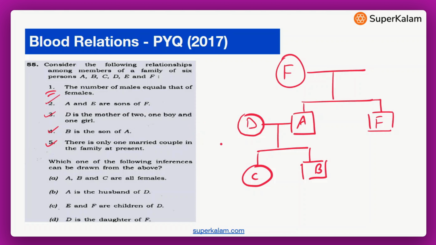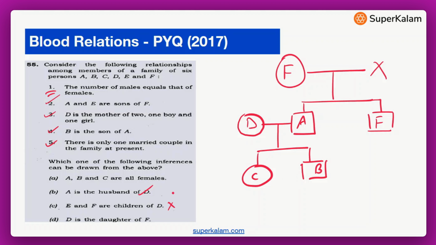So let's see which statement will be right. In this question there is only one married couple, so there is a guess that F's husband has died here. The first statement is: A, B, and C are all females. This is wrong. A and B are males here. C is a female. A is the husband of D. This is correct. A is correctly the husband of D. E and F are children of D. So D is here, but her children are B and C.